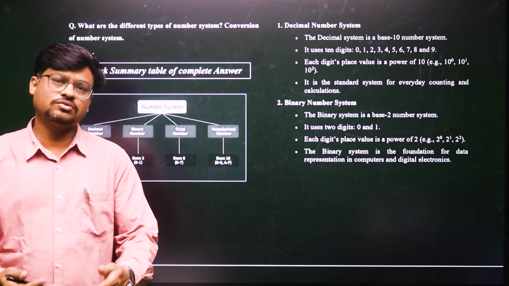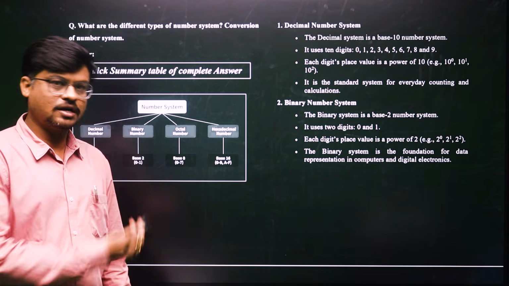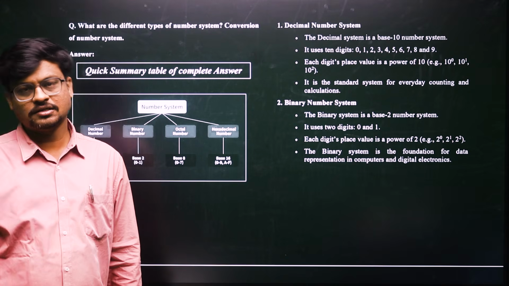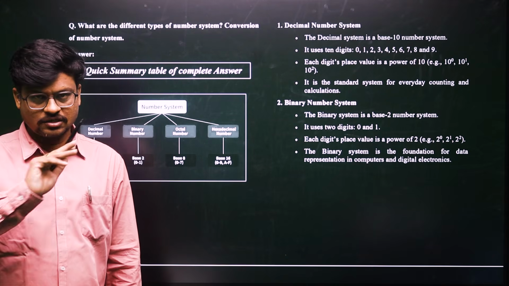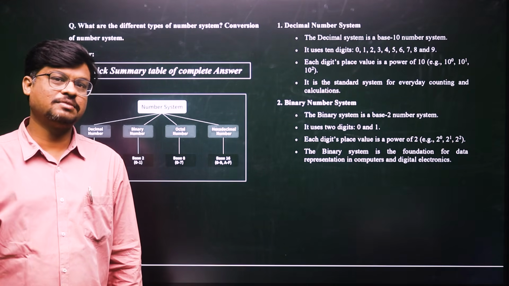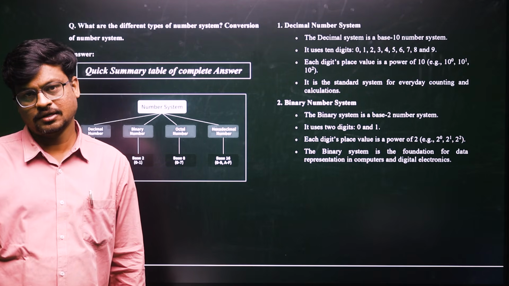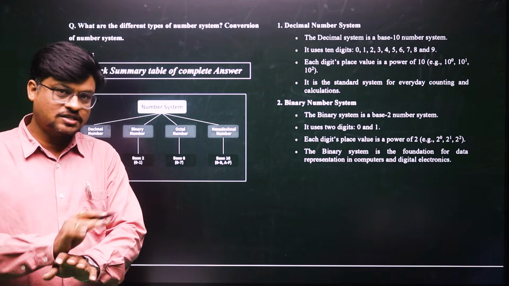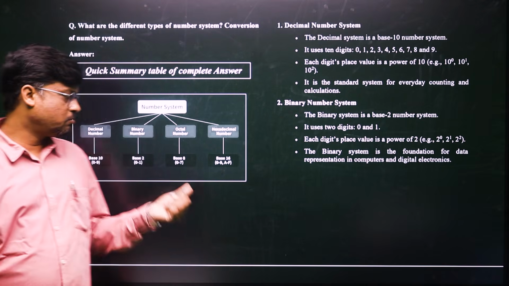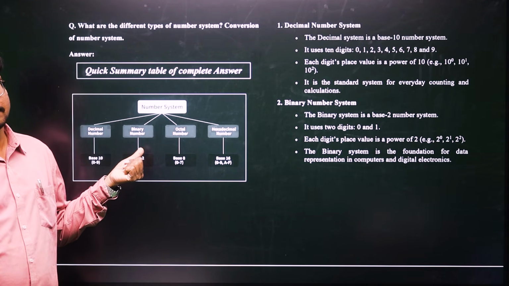What all numbers you are using for your calculation purpose are decimal numbers. Your mobile number is a decimal number. Your PIN code is a decimal number. Your roll number is a decimal number. Your age is a decimal number. Whereas machine understands decimal numbers? Absolutely no. Machine understands only binary.